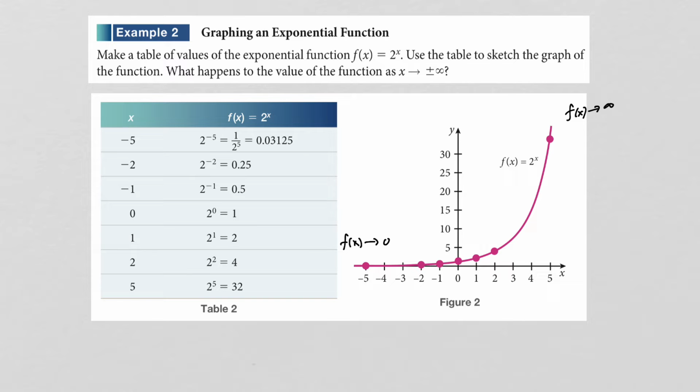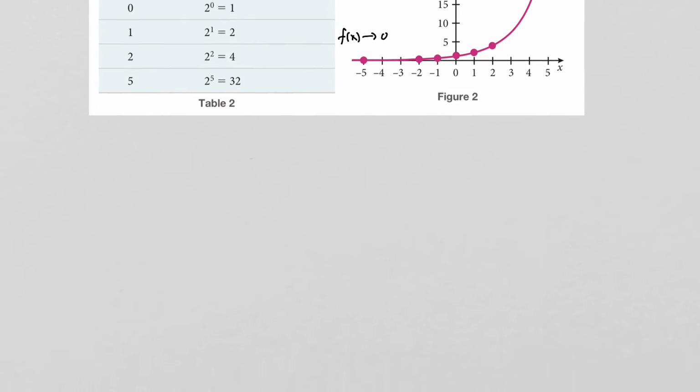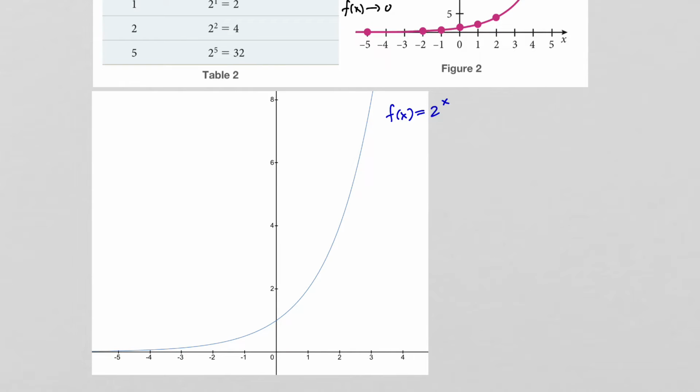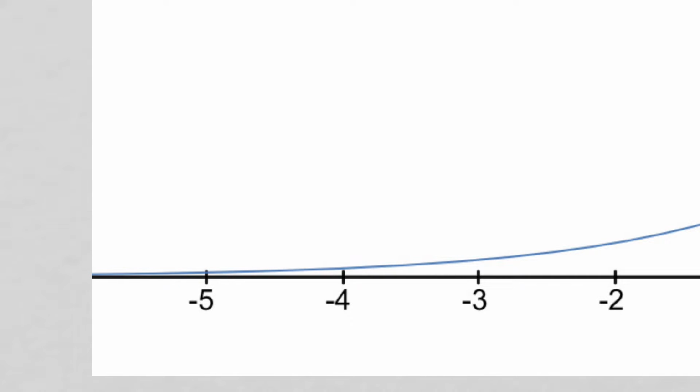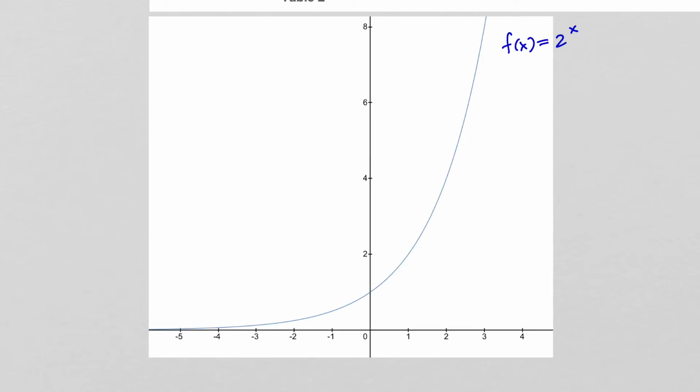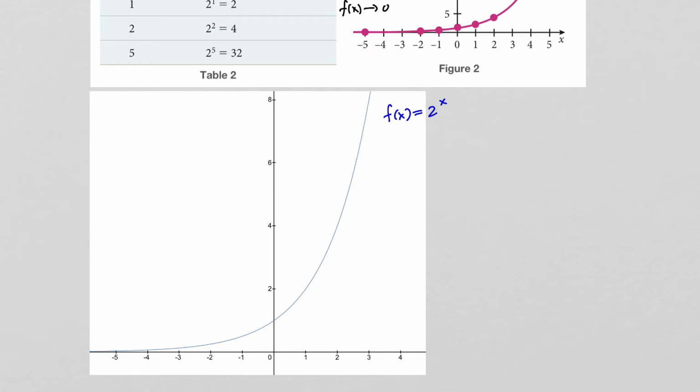Now, let me bring in a different graph so we can see this a little bit more clearly. So here is a better picture of the graph. And you can see as x moves in this direction, the graph of the function is coming down and getting very, very close to the x-axis. But I want you to notice that it never touches. So even there at negative 5, you can notice that the function is just slightly above the x-axis. And that's actually true no matter how large of a negative number we plug into the function.